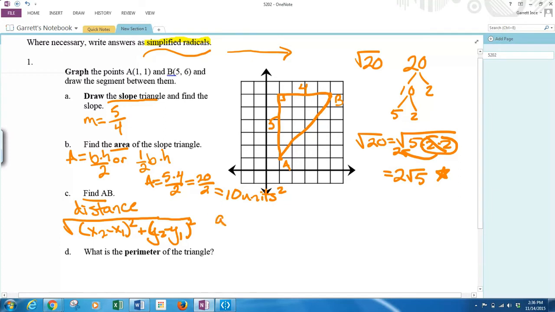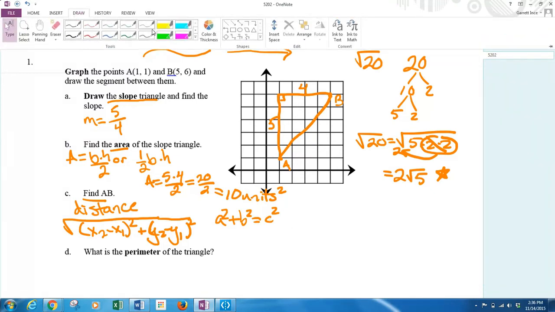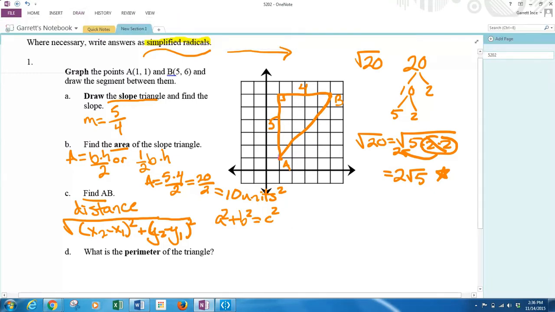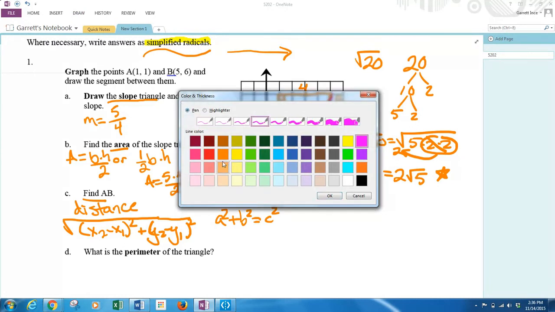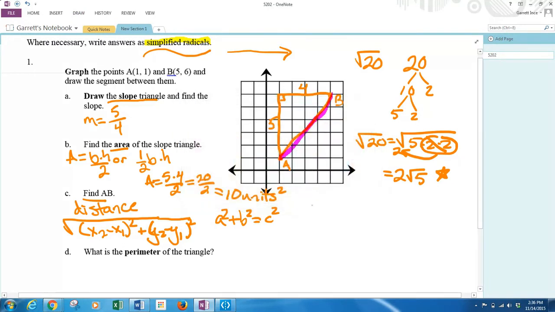We know that the Pythagorean theorem tells us that a squared plus b squared is always equal to c squared, c being the hypotenuse in this case. Now, what I'm going to do is I just want to highlight that segment that we're trying to find. So we're trying to find the distance of segment AB. Let me get back to my pen here. There you are. And little Orange Nation pride.